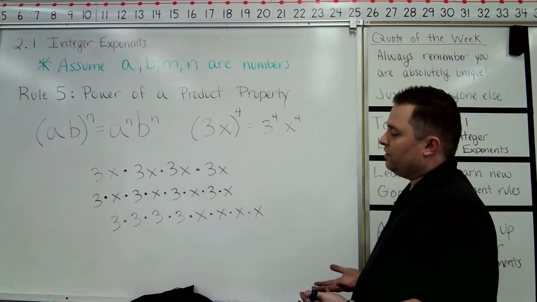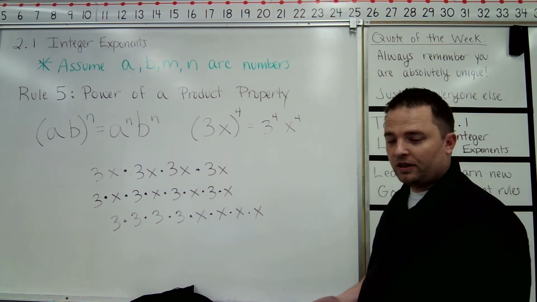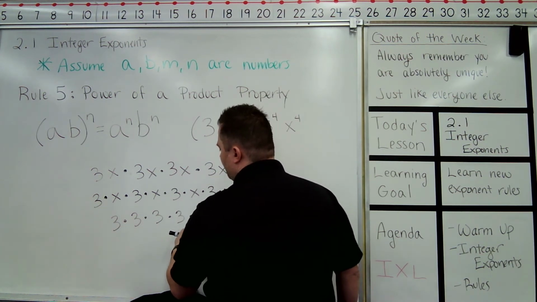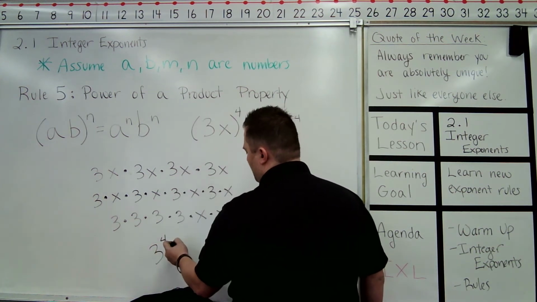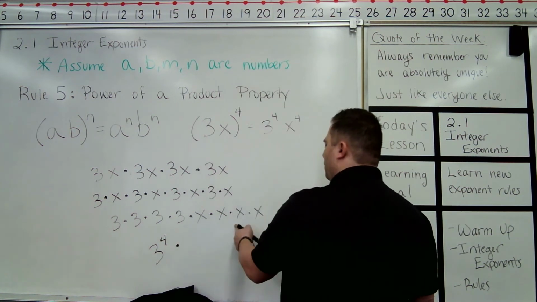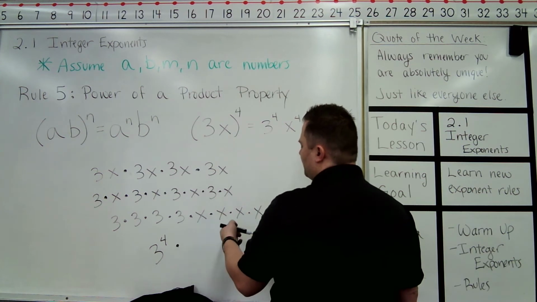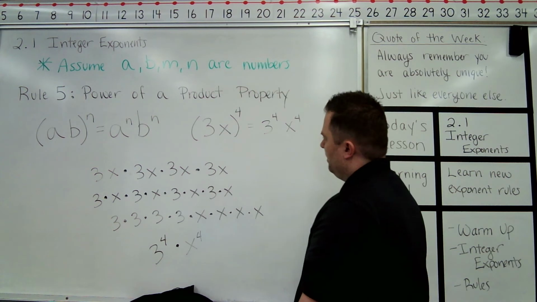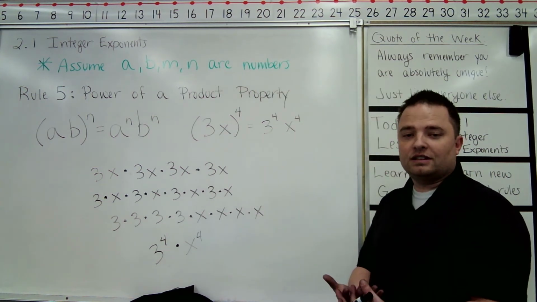Well, according to repeated multiplication, the way to simplify that is using exponents. 3 being multiplied together by itself 4 times is 3 to the 4th. And then I'm multiplying that by 4 x's. But I'm not going to say 4 times x because it still follows the exponent properties. There are 4 x's, so it's still x to the 4th. This is the same thing as this. That is what allows us to do this.